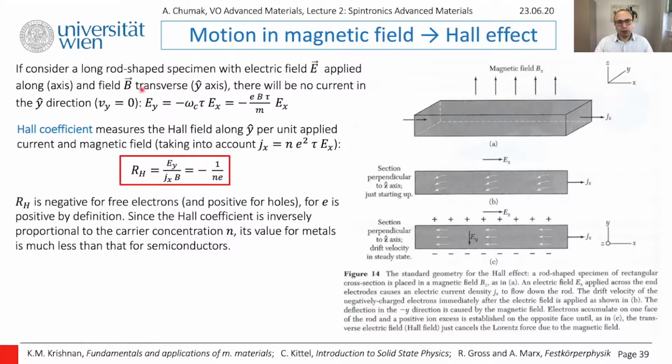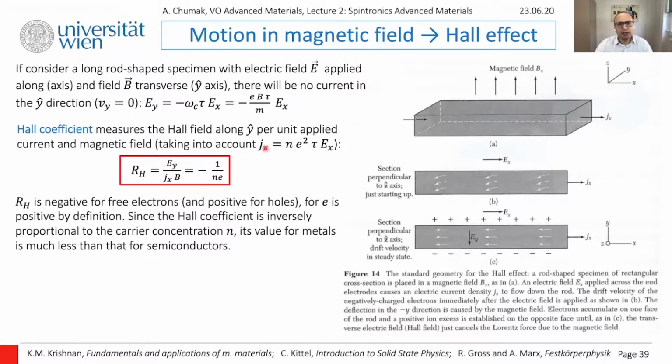Good, so this is the important equation which defines the electric field created by the Hall effect, and then we need to introduce the parameters. The first one is named the Hall coefficient, and it measures the field along y per unit applied current and magnetic field. So it means that you take this electric field component y and you normalize it with the electric current x along and with the magnetic field B.